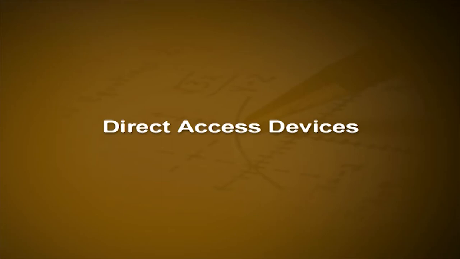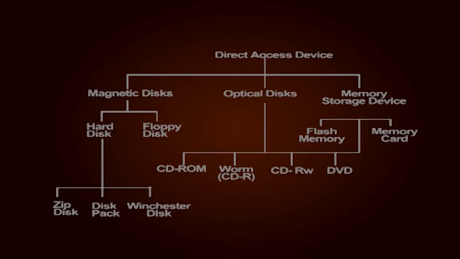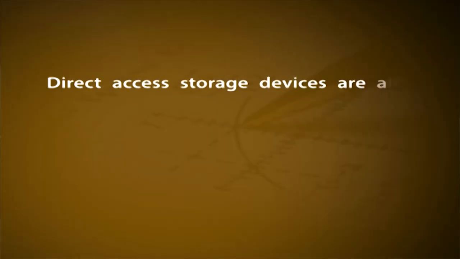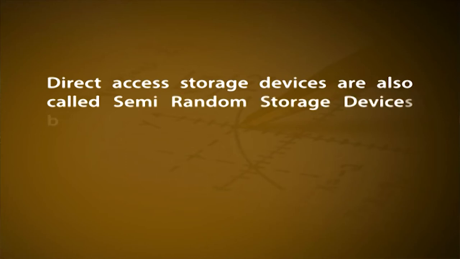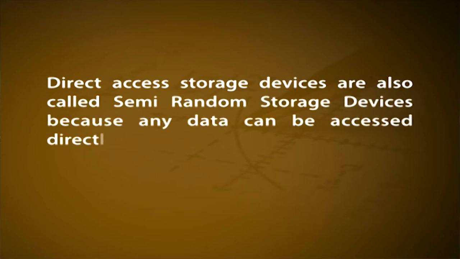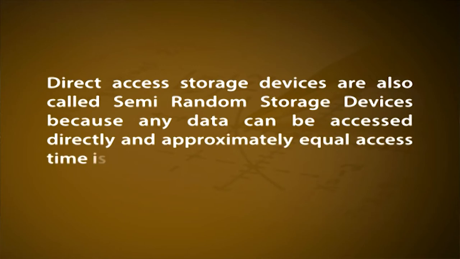Direct access devices. In many applications, we need to access information in a more direct manner than sequential access devices allow. As with sequential access, direct access involves a shared read-write mechanism. However, individual blocks have a unique address based on the physical location. Direct access storage devices are also called semi-random storage devices because any data can be accessed directly and approximately equal access time is required for each location. This is analogous to a music CD.